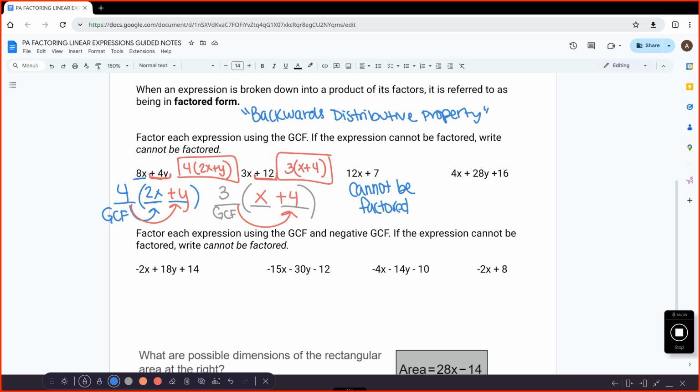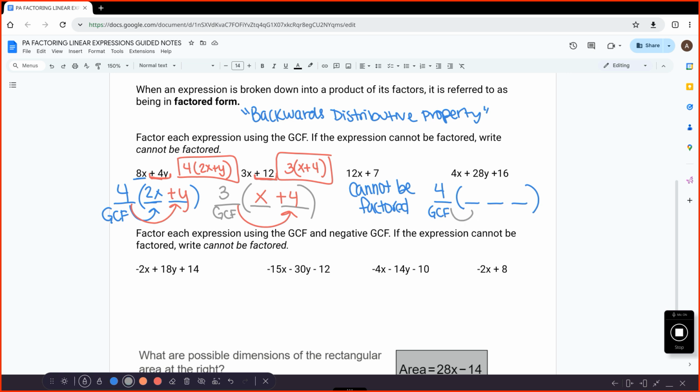All right, next we have 4x plus 28y plus 16. The greatest common factor between these three terms is 4. Since this has 3 terms in our original expression, in our parentheses, then I also put 3 terms. And we said our GCF is 4.